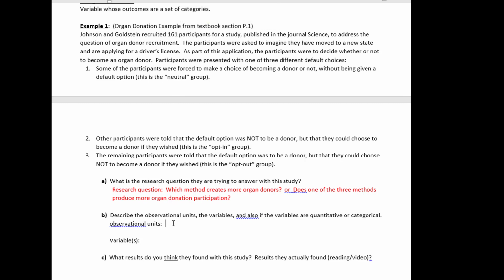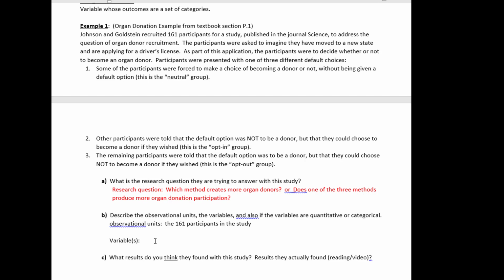Generally, you can start your description of the observational units with the sample size. In this case, the observational units are the 161 participants in this study. And in general, you can start your description of observational units like that: the 50 times we flipped the coin, the 120 people we talked to, the 25 bags of Skittles. You can usually start with the actual sample size. It's often given in the information.